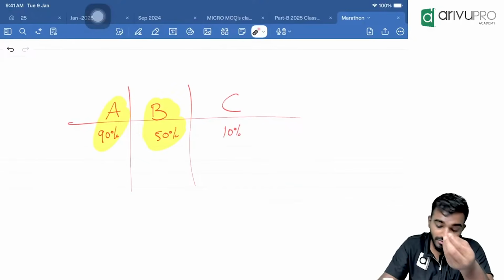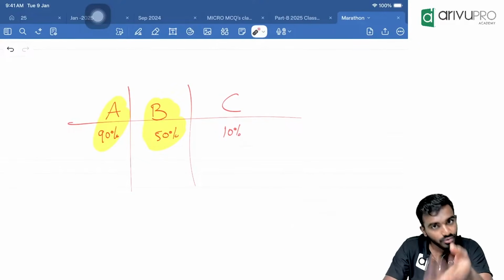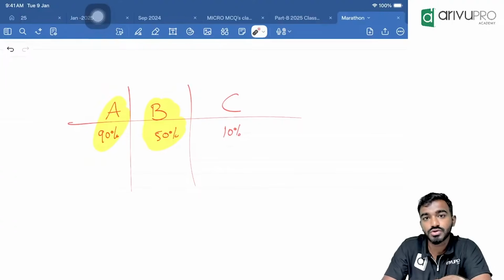In economics, even if you are covering 70% of the syllabus, you can still score 50 marks, 60 marks you can actually score. 50 to 60, so definitely you can still score. First, you should have that confidence. That is what I'm saying.